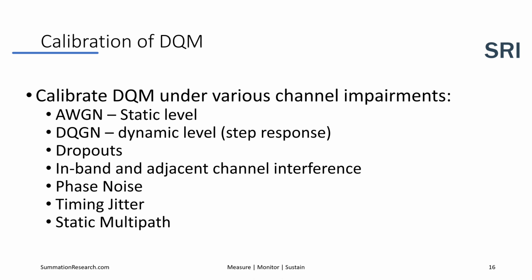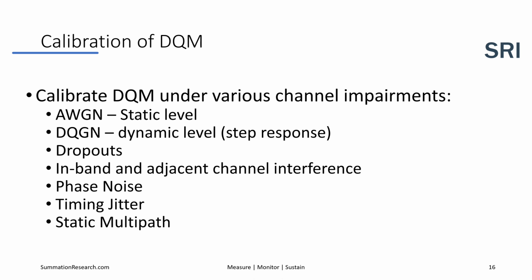In-band and adjacent channel interference. This involves interference from signals within the same band or from adjacent channels. Evaluating DQM under these conditions helps ensure the system can effectively handle interference from other sources. Phase noise. Phase noise is a type of noise that affects the phase of the signal. It is crucial to calibrate DQM under phase noise conditions to maintain accurate signal integrity.